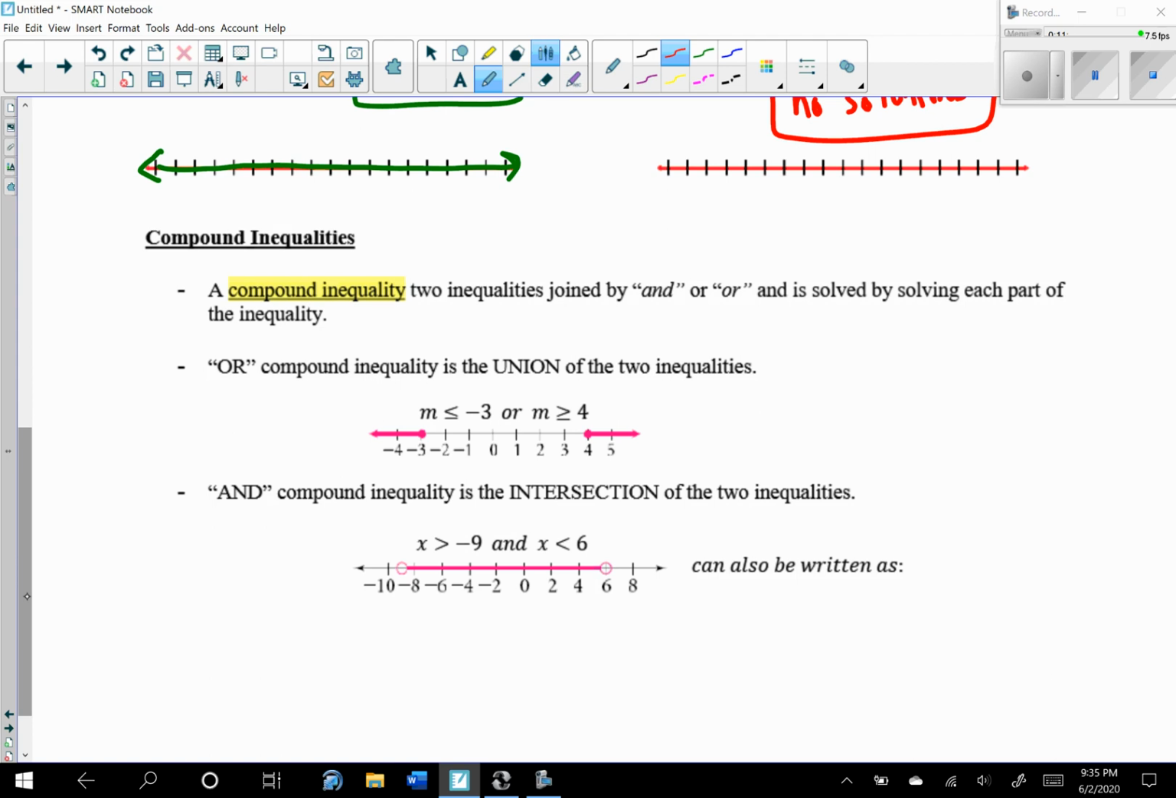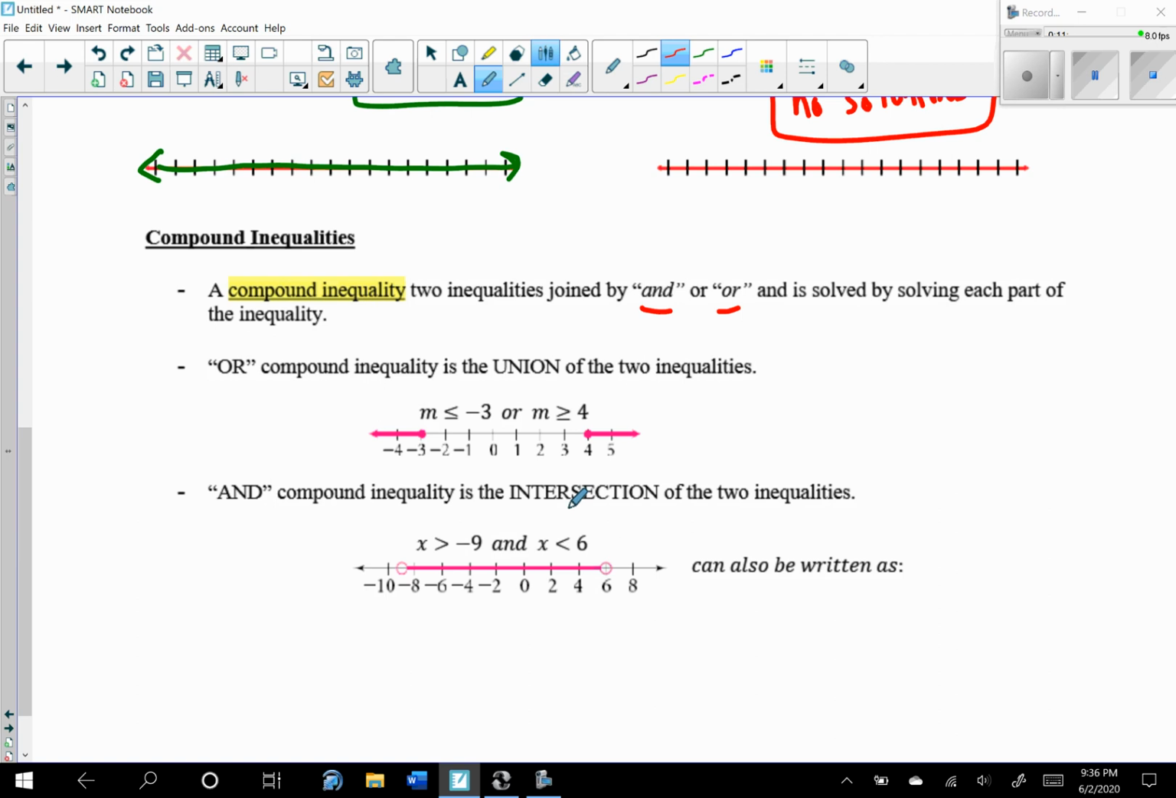All right, the next part is compound inequalities. A compound inequality is two inequalities joined by an and or an or, and is solved by solving each part of the inequality. So an or compound inequality is the union of the two inequalities. So that means union, you're using both solutions. And the and is the intersection. So this would be an example of an and.